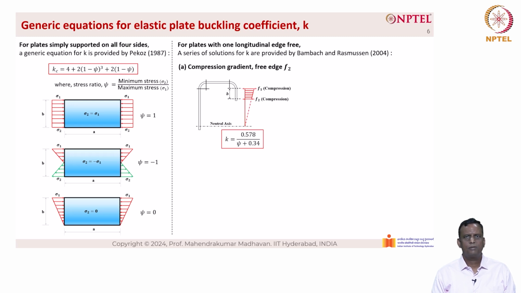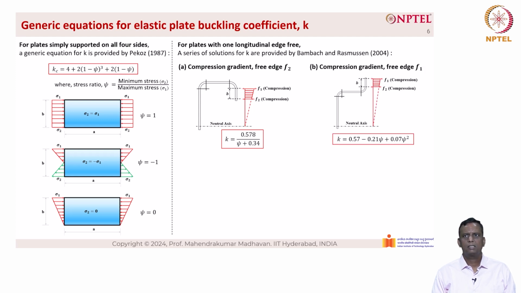You can see for the first case where the compression stress gradient free edge F2 is given by this diagram, where F1 is the maximum compressive stress, and F2 is the minimum compressive stress, and F2 is closer to the free edge. The value of k is given as 0.578 divided by psi plus 0.34. Whereas for the compression gradient where the free edge is F1, we have F1 as the maximum compression and F2 as the minimum compression, and you can see that F1 is closer to the free edge, and we have the value of k equal to 0.57 minus 0.21 into psi plus 0.07 psi square.